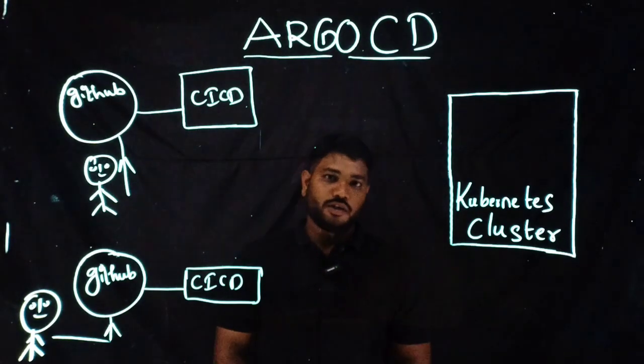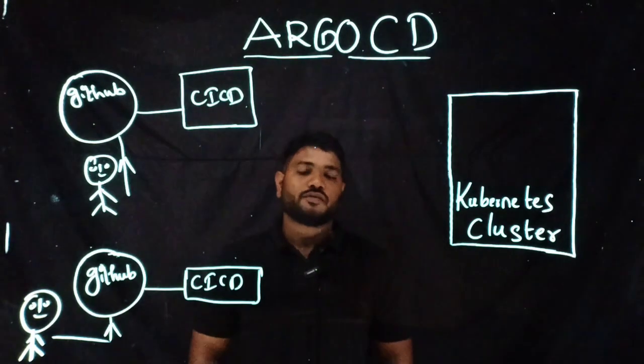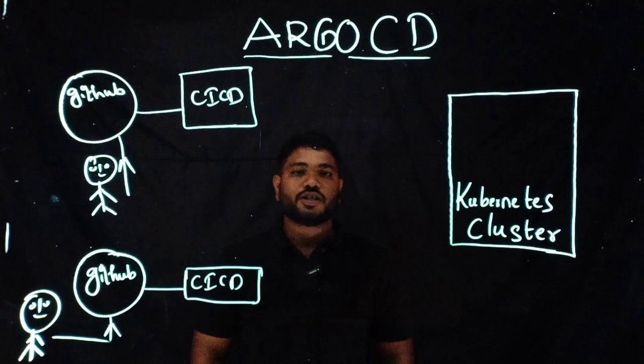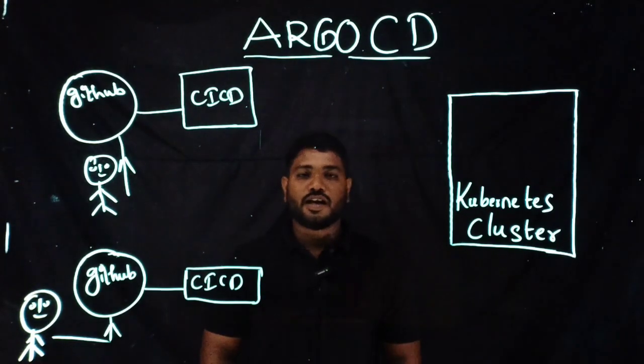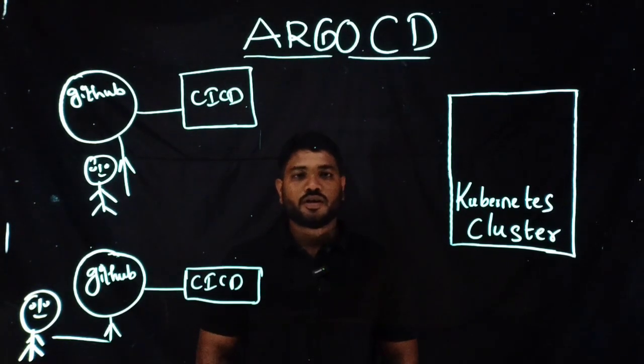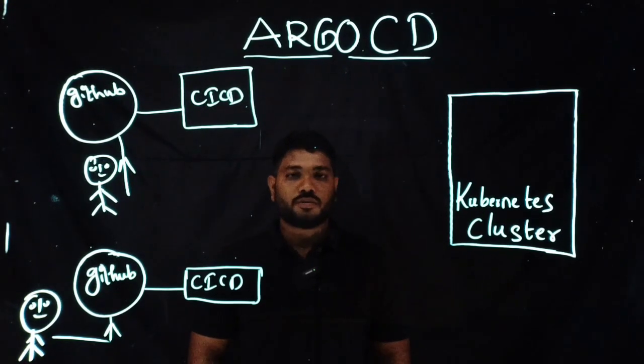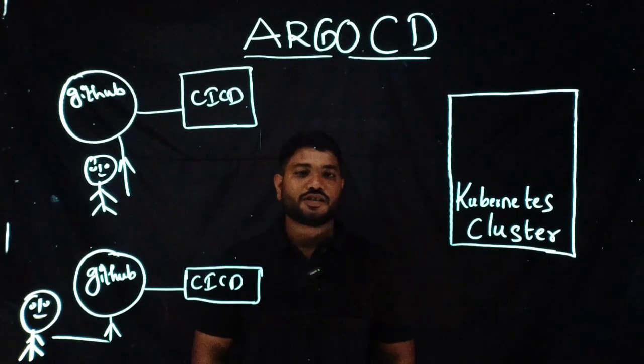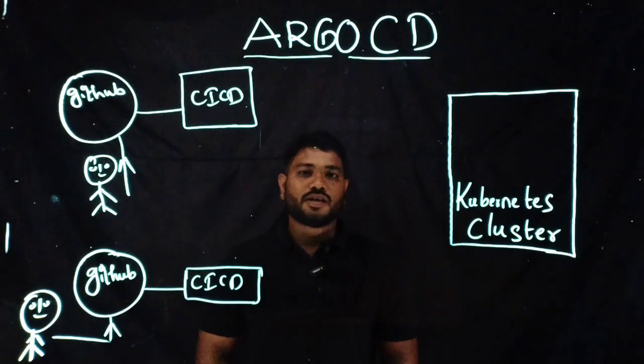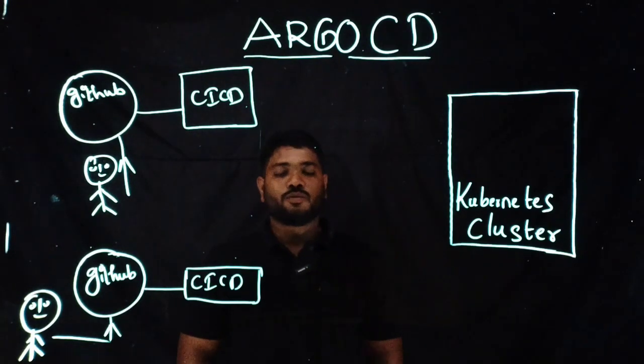Before that, I would like to explain a problem statement that we currently have with CI/CD tools such as Jenkins, GitLab, and Azure DevOps. I would like to take you through both: one is the problem statement, and the other is the solution with ArgoCD. So let's see. The first one is the problem that current DevOps pipelines have been facing.